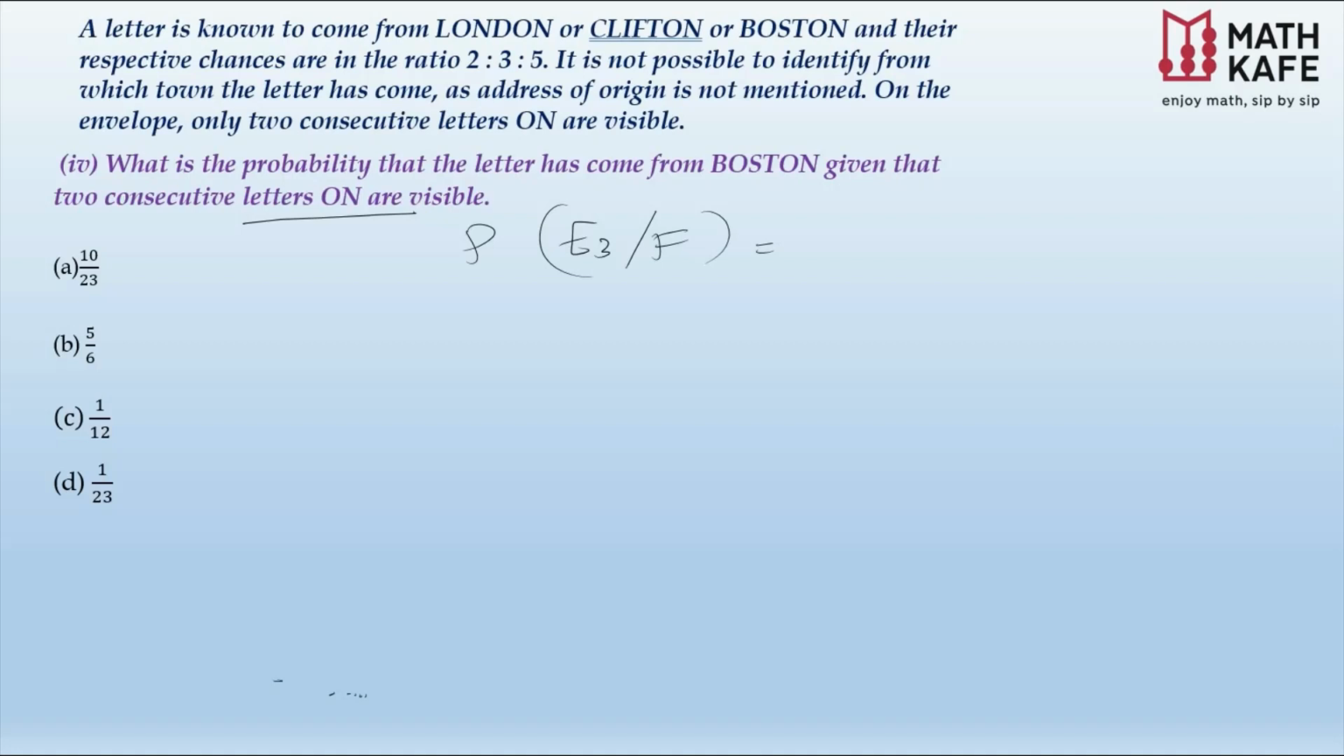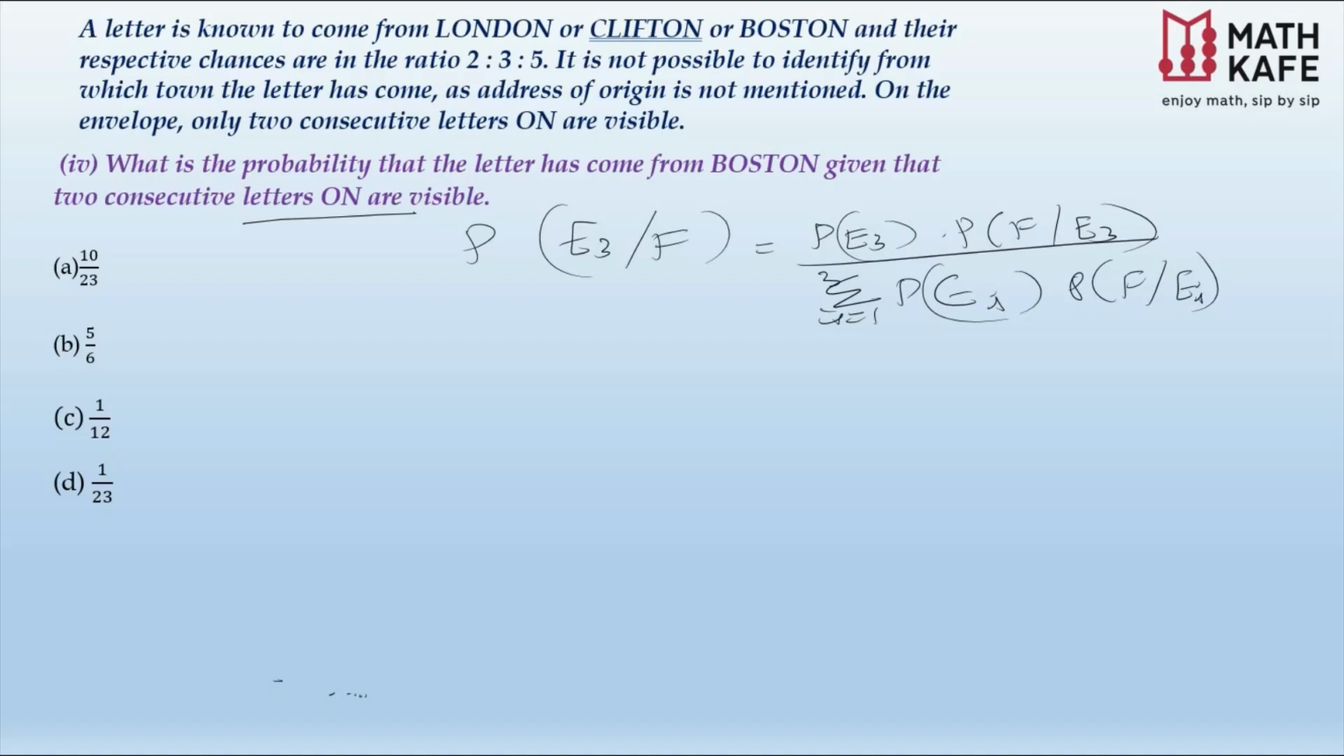The formula says P of E3 given F will be equal to P of E3 into P of F given E3, divided by P of E1 into P of F given E1 plus P of E2 into P of F given E2 plus P of E3 into P of F given E3. That is, we can write it as sigma i equal to 1 to 3 P of Ei into P of F given Ei. It is not necessary to write this formula as it is an MCQ, but I am noting it for your understanding.